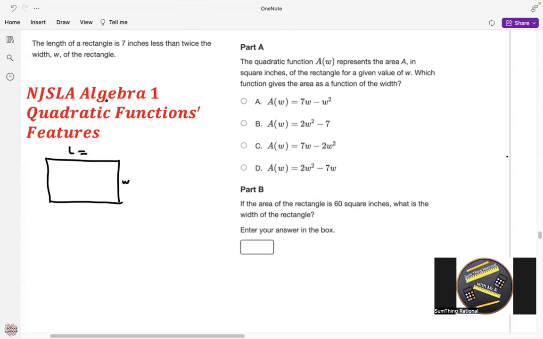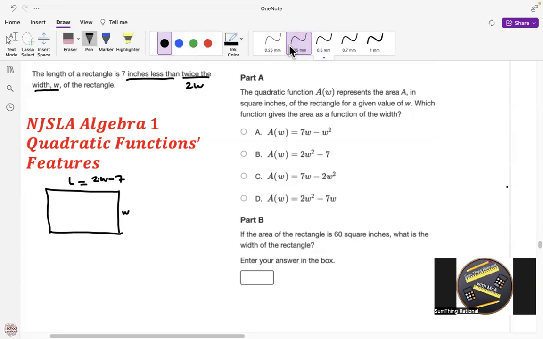So length is given to us as 7 inches less than twice the width. So width is also given as W. Twice the width is 2W. And 7 less than twice the width means 2W minus 7. Because 7 less than twice the width. We need to be careful about it, okay? While we are assigning the variable especially, we need to assign the correct variable.